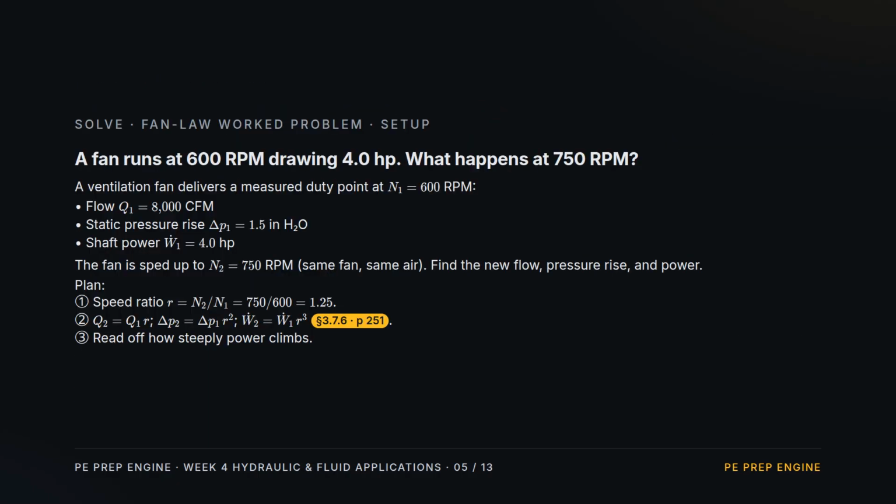Let's work it. A ventilation fan is measured at 600 RPM, delivering 8,000 CFM against 1.5 inches of water static, drawing 4 horsepower. Now speed the same fan up to 750 RPM, same air, and find the new flow, pressure rise, and power. The plan? Get the speed ratio, apply the 3 fan laws, and notice how steeply the power term climbs.